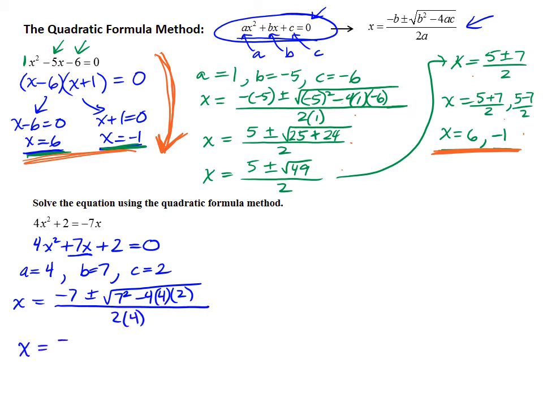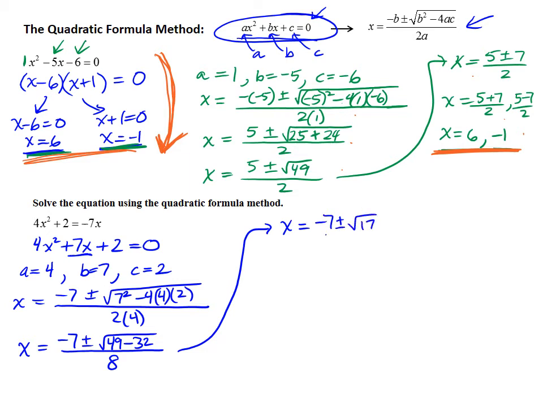Simplifying at this point, negative 7 plus or minus the square root of, do the square and the multiplication separately, so 49 minus 4 times 4 is 16 times 2 is 32, all over 8. Continue our simplification. We get x is equal to negative 7 plus or minus the square root of 17 over 8. Now the square root of 17 will not simplify like the square root of 49 did up here.